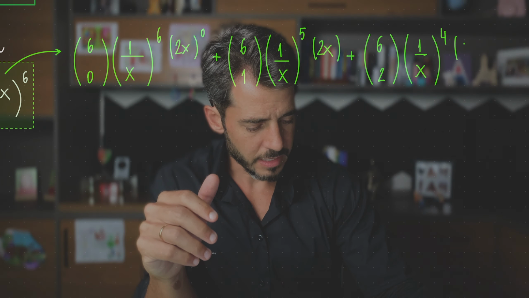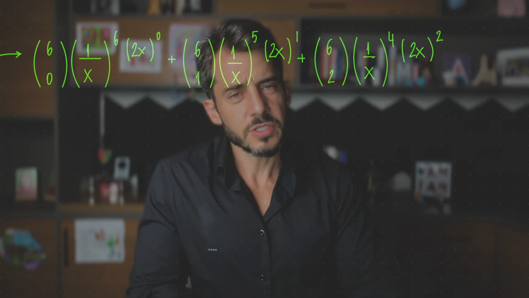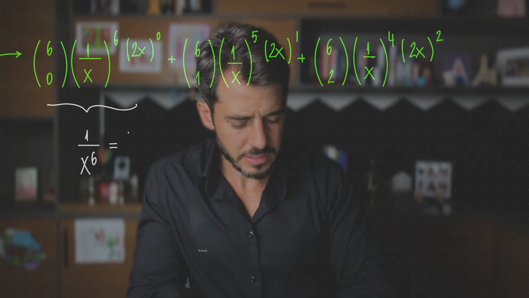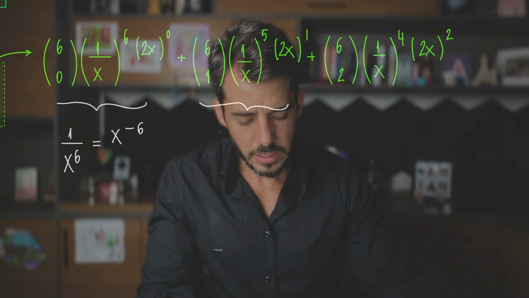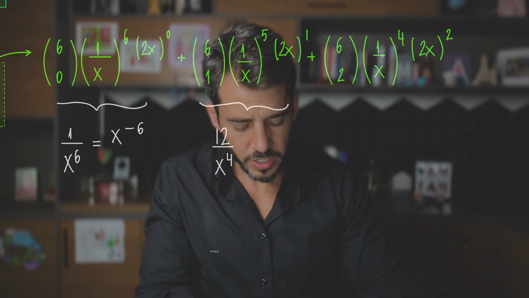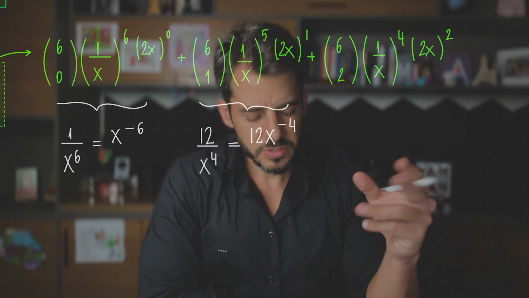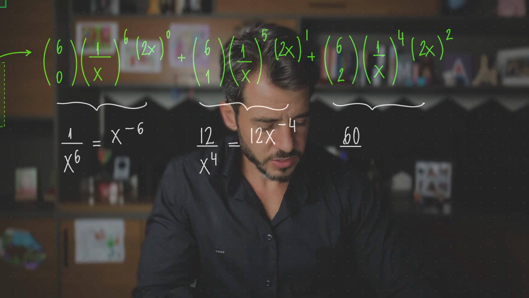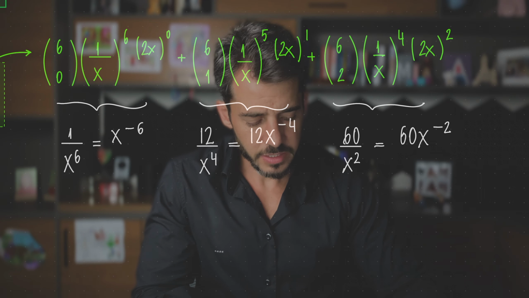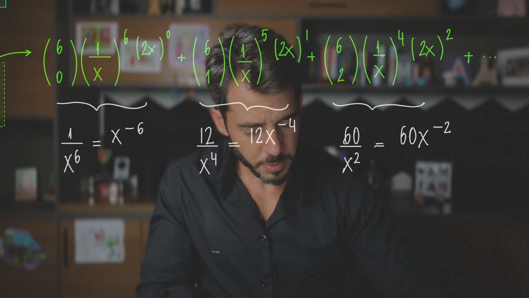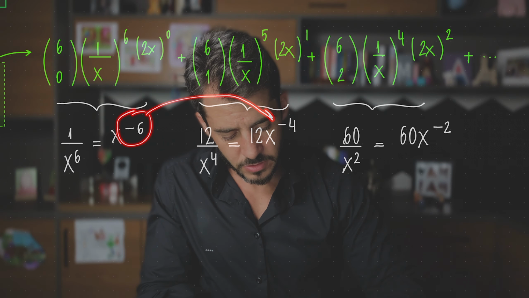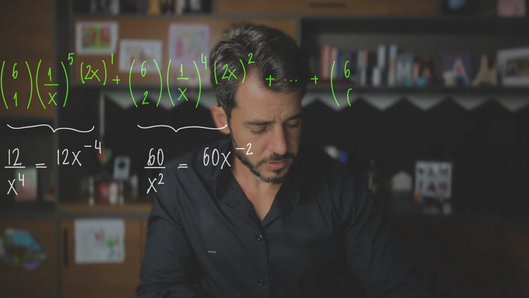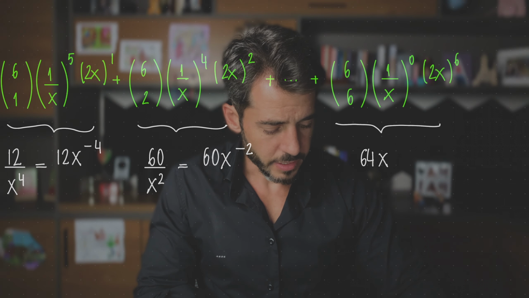You notice that after simplifying, these terms give you 1 over x to the sixth, which by the way is the same as x to the negative 6. The second one gives us 12 over x to the fourth, which is the same as 12 times x to the negative 4. And the third one gives us 60 over x squared, which is 60x to the negative 2. Now we can spot a pattern here. These exponents are increasing with a common difference of 2 until we get to the last one, which is 64x to the sixth power.